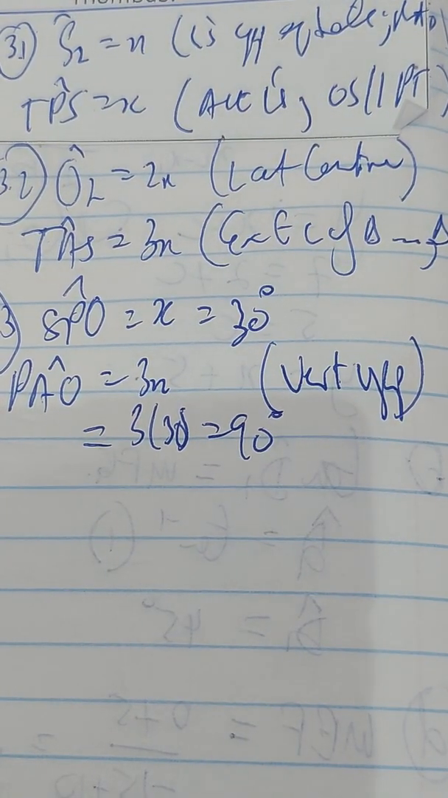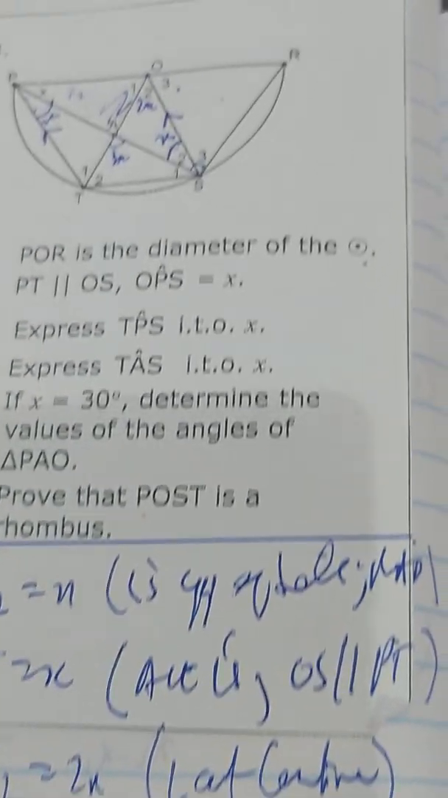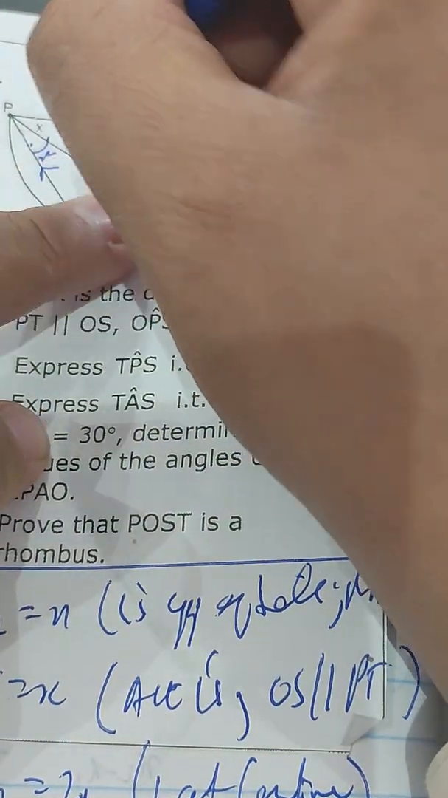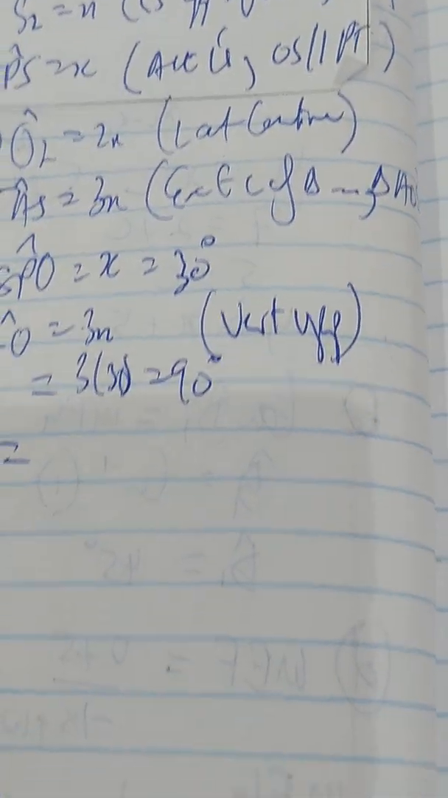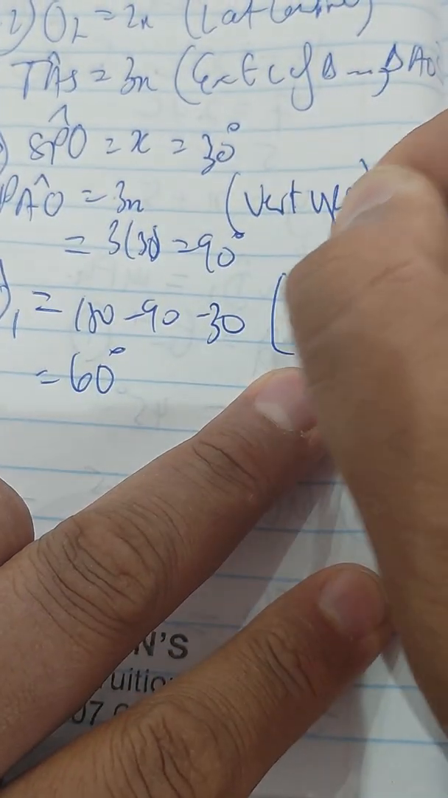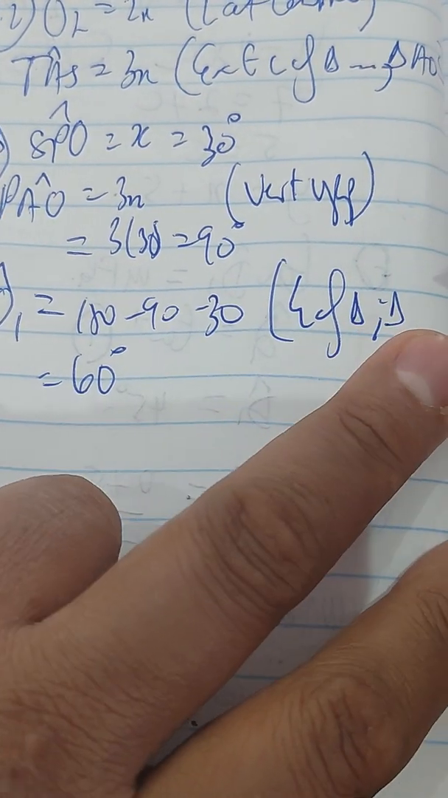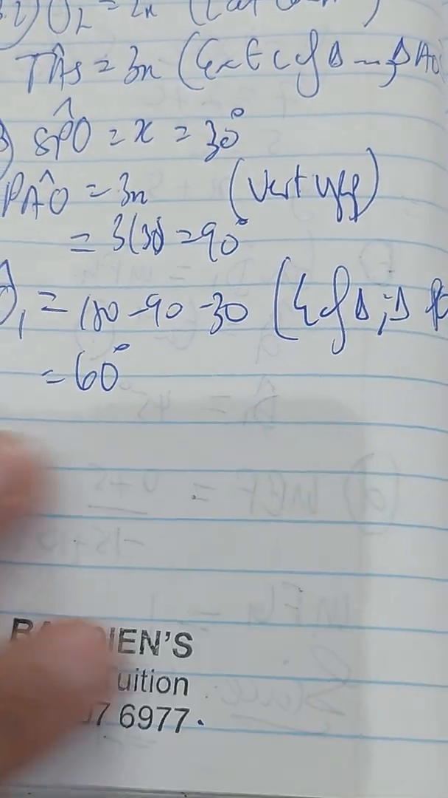And then O1, of course, is angles in a triangle. So there's 30, there's 90, and then O1 is going to be from the sum of angles of a triangle. So it's going to be 180 minus 90 minus 30, which is 60 degrees. Sum of angles, in triangle POA.